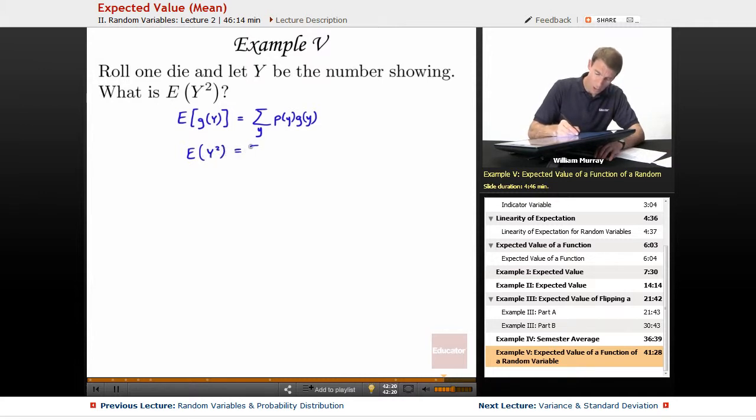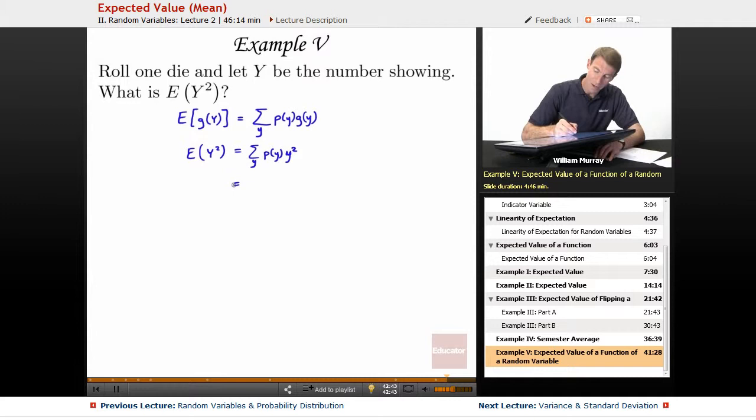And so we're going to add up all the possible values that could be showing, and the probability of each one times y squared for each one. So if we were just finding the mean or the expected value of the variable itself, that would just be a y, but now it's y squared because of what the problem is asking us.